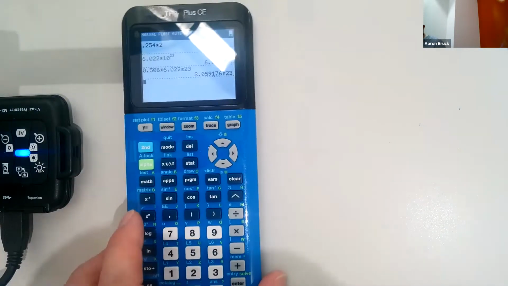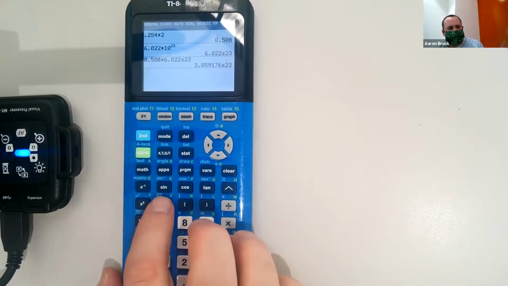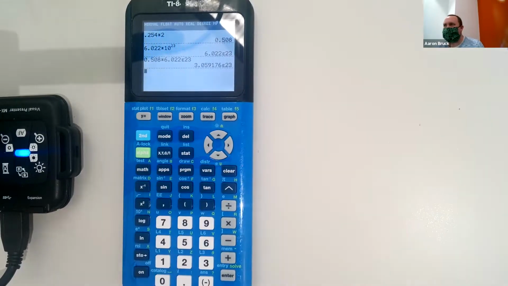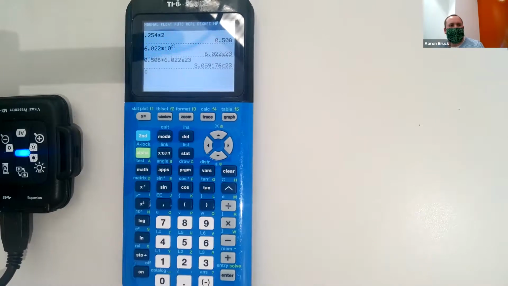Most Texas Instruments look like this in some kind of way, scientific or graphing alike. The button you want to hit here is this EE button. So for most of you, it is a secondary function. So if you hit second, comma in this case, it'll give you that little uppercase E. That is your scientific notation.